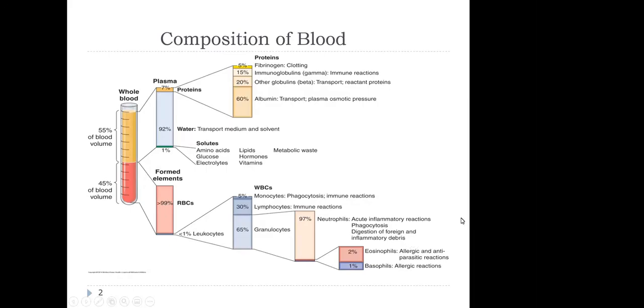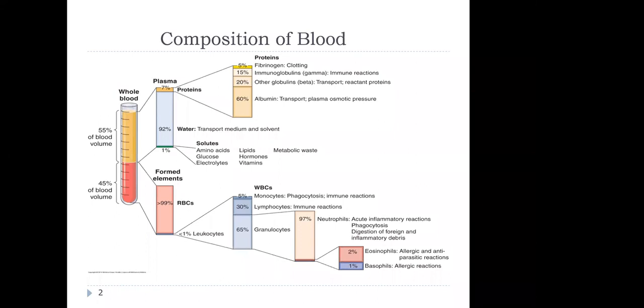The composition of the blood: when you look at whole blood, the blood that we would draw in a test tube to do a CBC or a chemistry, there are two components, and we can centrifuge the blood so that we could separate it into the cellular component and the watery component. Within the watery component, we have proteins at 7% and 92% water.